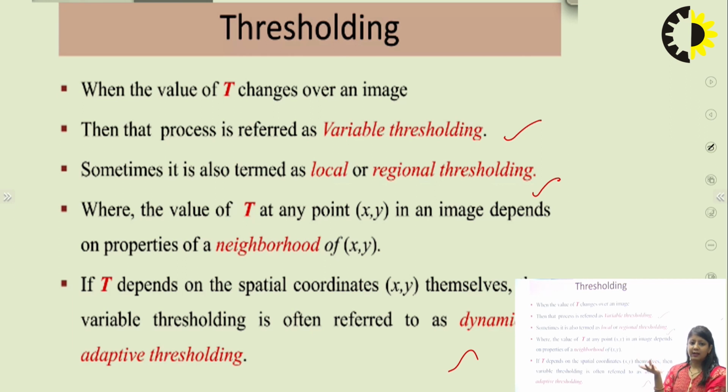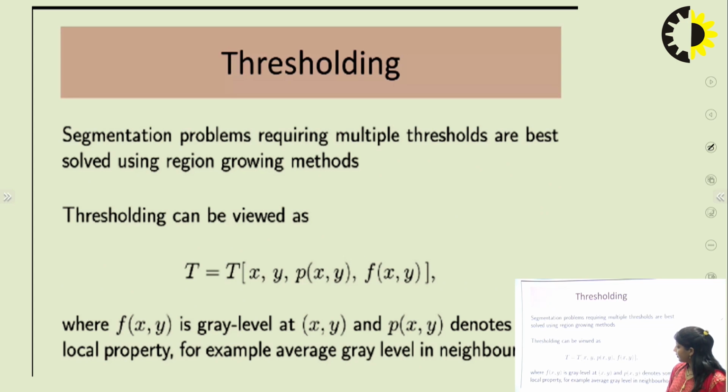So variable thresholding can be implemented, and local thresholding means we are applying the thresholding to a particular region only, not the overall image. So we can say that is local thresholding, means into only one block we are going to apply the threshold. And next is dynamic and adaptive thresholding, means T depends on the spatial coordinates x,y themselves, and variable thresholding is referred to as dynamic, means based on the pixel value we can apply different threshold values on the image.